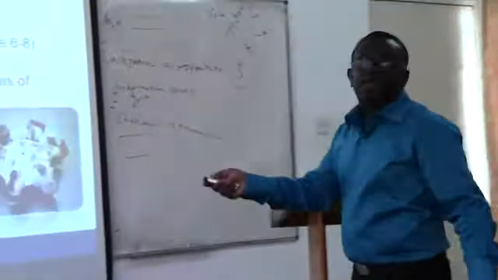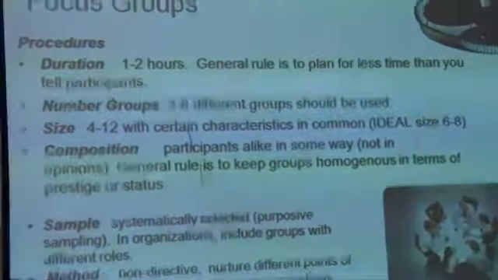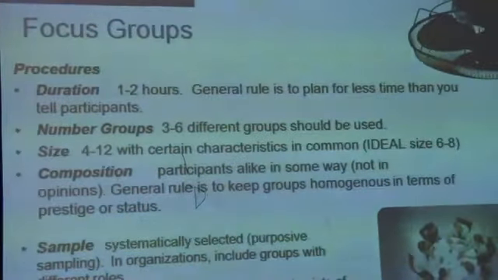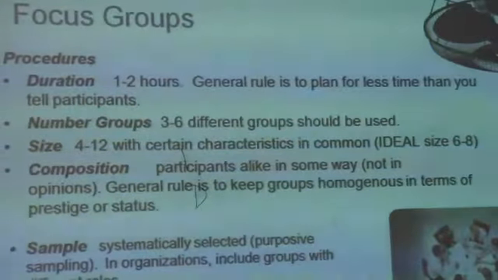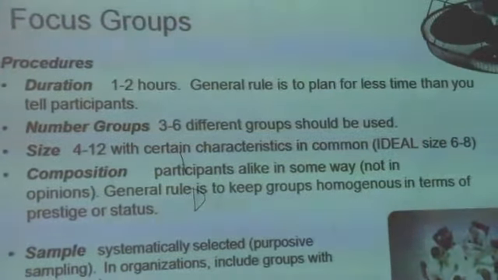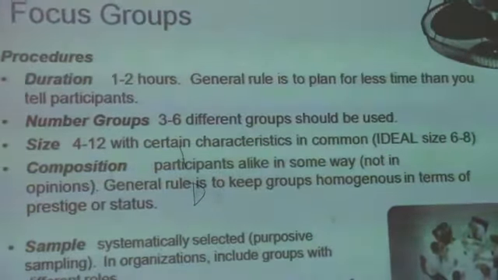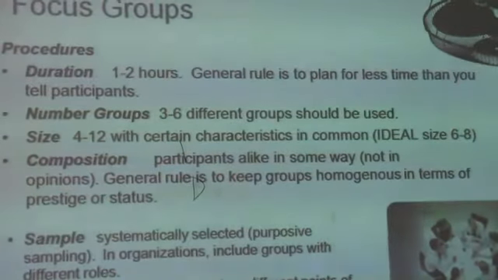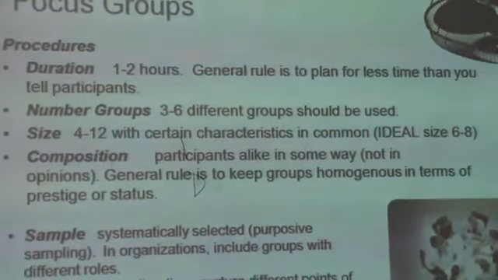And then you also need to make sure that you select people from a homogeneous group, and that you have a number of groups. So if you have 6 groups, with 6 individuals in each, you have 36 people you are interviewing. Now, your questions are not supposed to be directive, they should be open for people to be able to share.